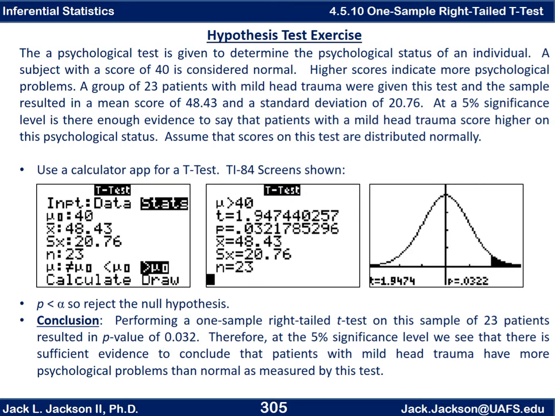Now notice that p is less than alpha: 0.032 is less than 0.05. So at the 5% significance level, we see that there is sufficient evidence to conclude that the patients with mild head trauma have more psychological problems than normal, as measured by this test.